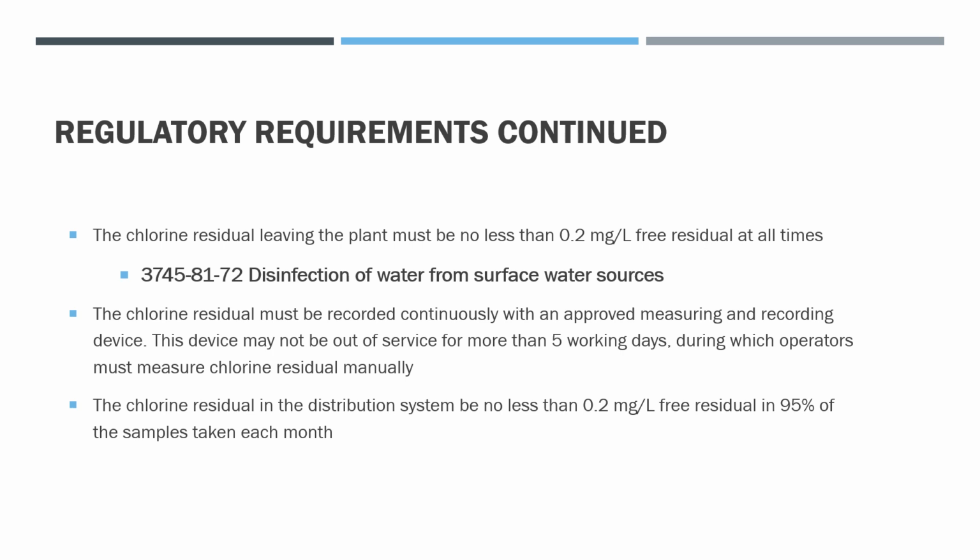Chlorine residual, of course, has to be recorded continuously using an approved measuring and recording device. And if this device goes out of service, it can't be out of service more than 5 working days, during which time the operators, of course, have to do chlorine residual recordings manually. Chlorine residual in a distribution system can be no less than 0.2 milligrams per liter free residual in 95% of the samples taken each month here in Ohio.